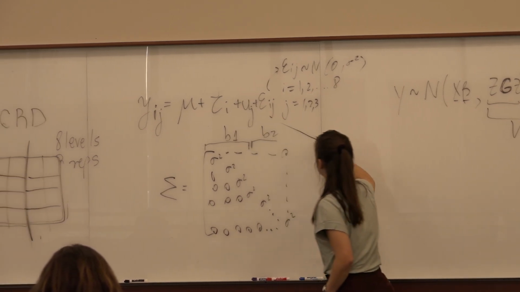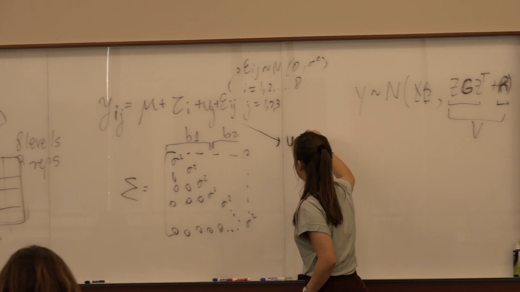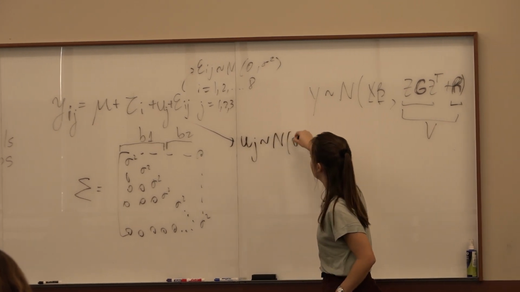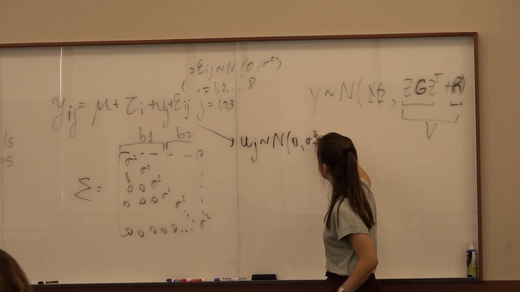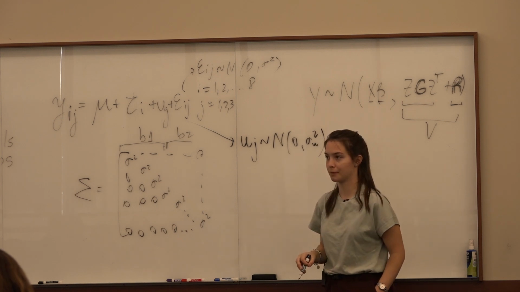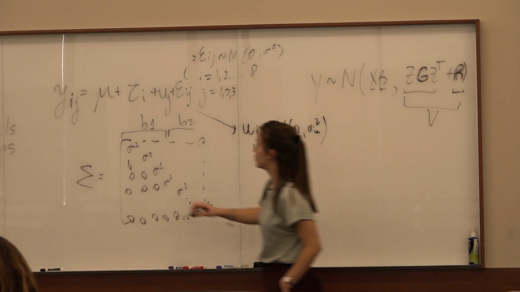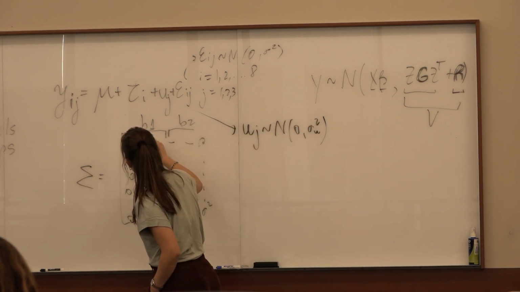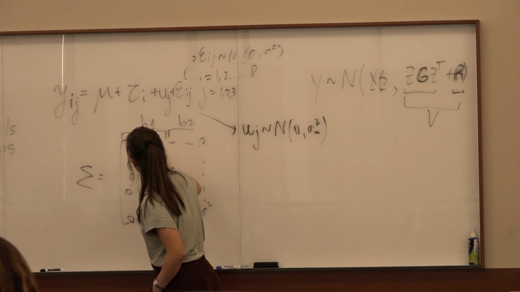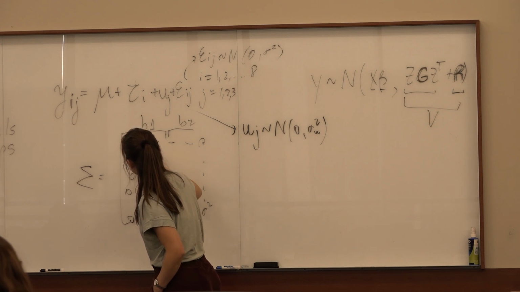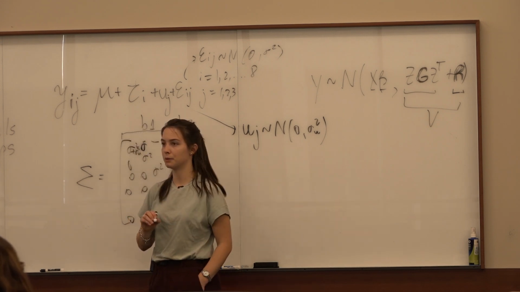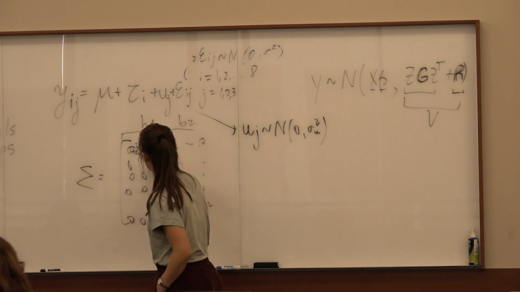First of all, what's the distribution of U? U is normal, mean 0, variance sigma U. Okay? And so this is going to be sigma squared plus sigma U, right? For all the diagonals.